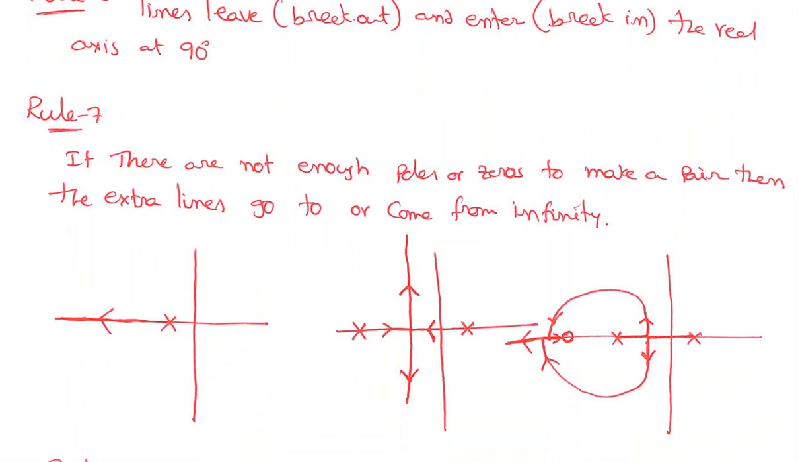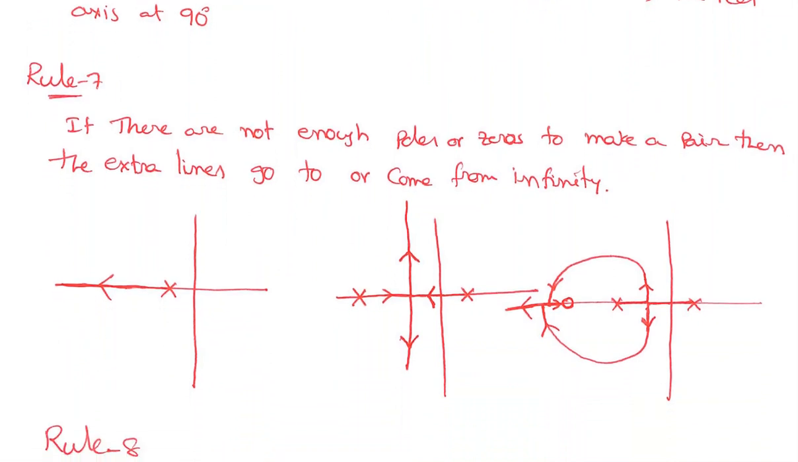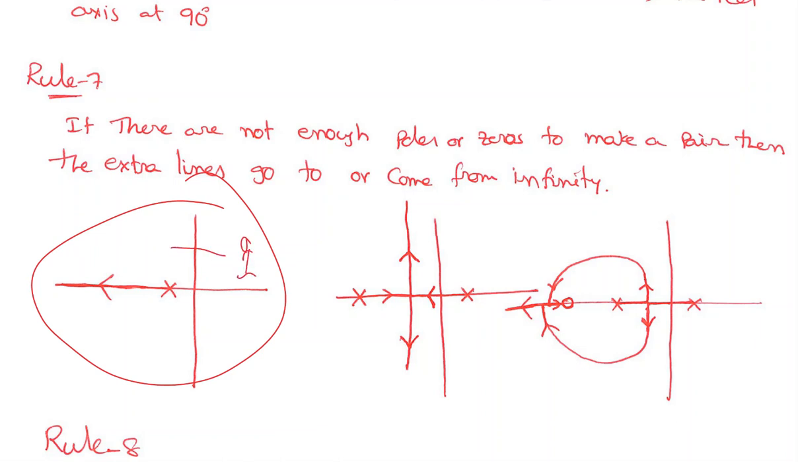Now, 7th rule: if there are not enough poles or zeros to make a pair, then the extra lines go to or come from infinity. So here in the first diagram, I have only one pole. The line is going to start. If you stand here and start walking, whenever you see an odd number of poles or zeros, you will see a locus. When you cross this, that's the odd number, so you will have a locus there. That's going towards infinity.